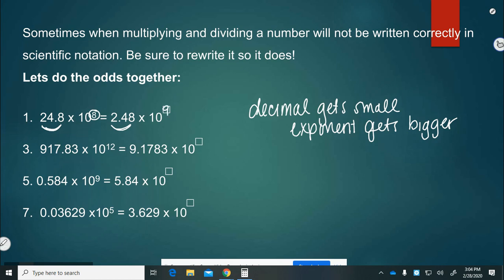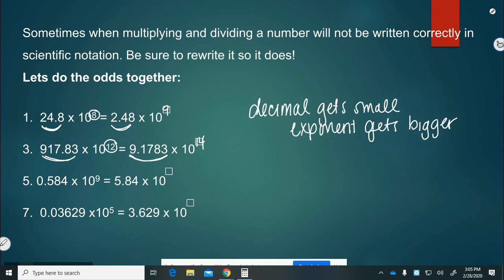In number 3, same thing. This is way too big. So we have to change it to 9.1783. So that means we're decreasing the place value by 2. And since we're decreasing the place value by 2, the exponent has to increase by 2. So that's going to become 10 to the 14th.